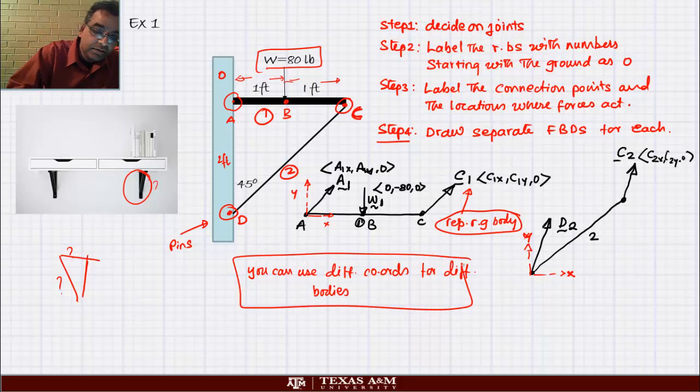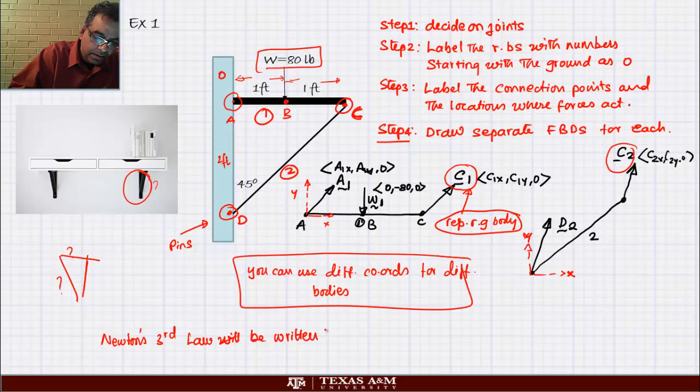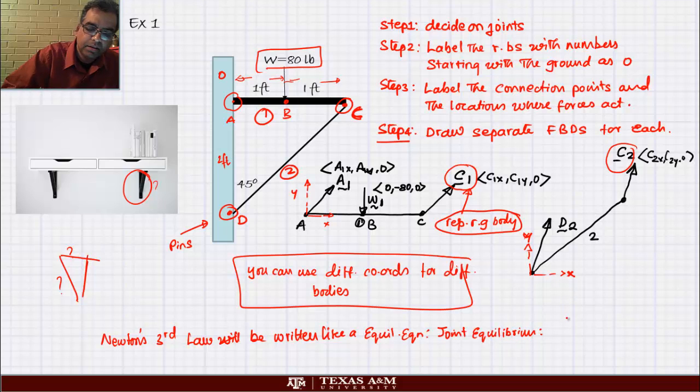Okay. Now notice I have called this C1 and this C2. Newton's third law will be written like an equilibrium equation. It will be called joint equilibrium. And it will tell me that C1 plus C2 equal to 0. This is the same thing as saying C1 equal to minus C2.